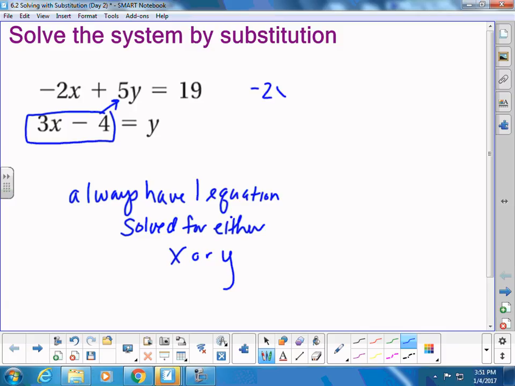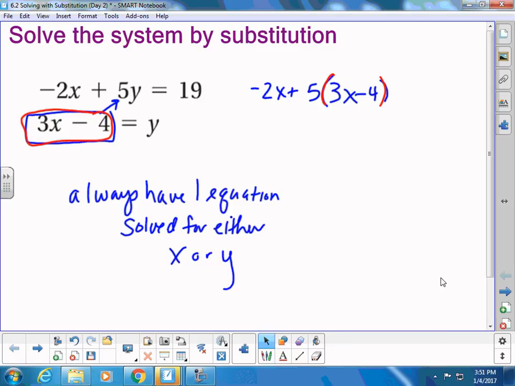So negative 2x plus 5 times this whole 3x minus 4 that I'm substituting in. This is actually from the substitution part. The rest is just the equation that was there. So then back to my blue, it equals 19. So this is just this equation rewritten, substituting in 3x minus 4 for my y.